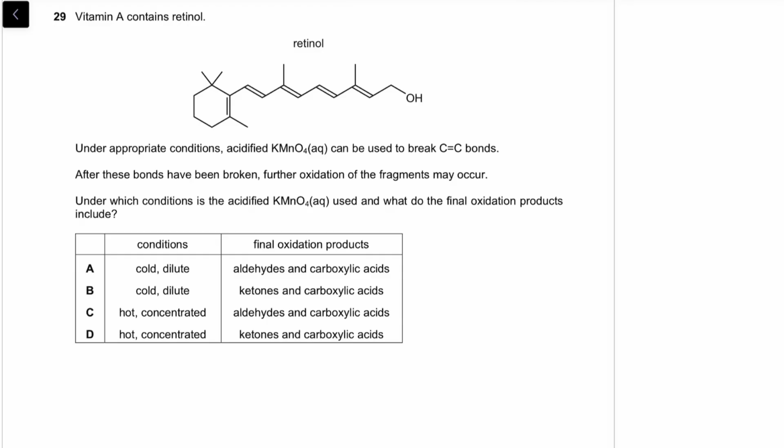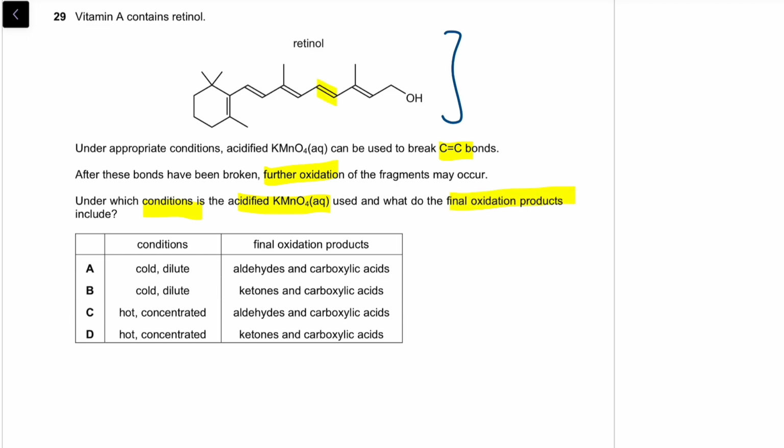Question 29. Vitamin A contains retinol, and this is the structure for that retinol. Under appropriate conditions, acidified potassium dichromate can be used to break C-C double bonds. After these bonds have been broken, further oxidation can occur. What conditions are needed for the acidified potassium dichromate used, and what do the final oxidation products include?